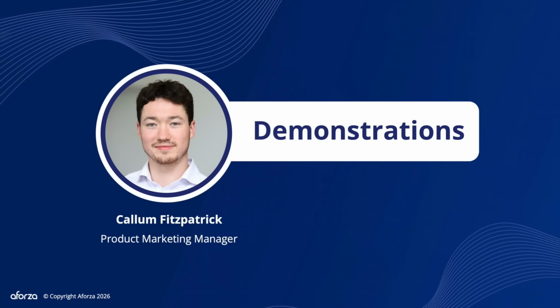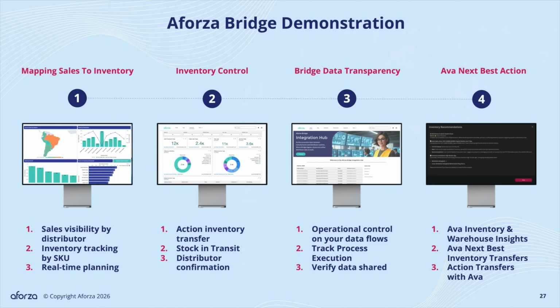Before we start, let me give you a quick overview of what you're going to see today. We're going to start off with mapping our sales to inventory, and that's indirect sales through our distributors. Then we're going to see an element of inventory control with Aforza Bridge, actually seeing stock in transit, actioning inventory transfers and getting that confirmation. And then we're going to see the transparency of Aforza Bridge as the data is moving through these different locations, so you can track the processes and see the different data that's been shared.